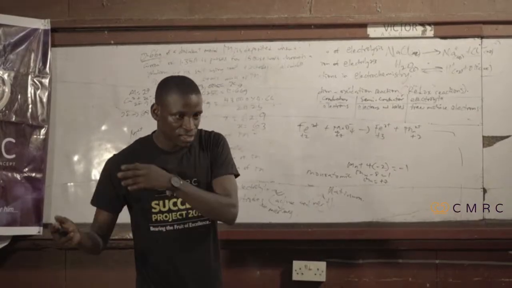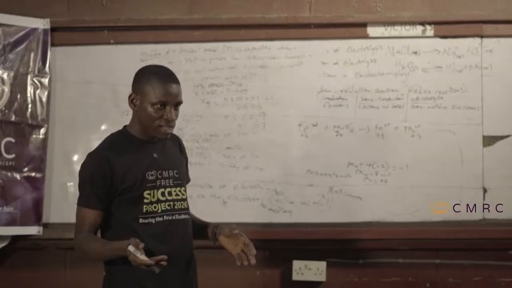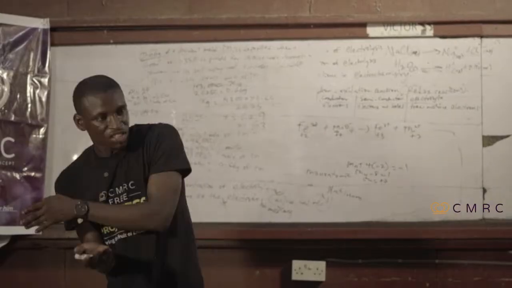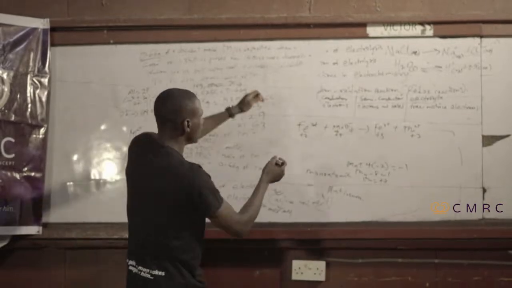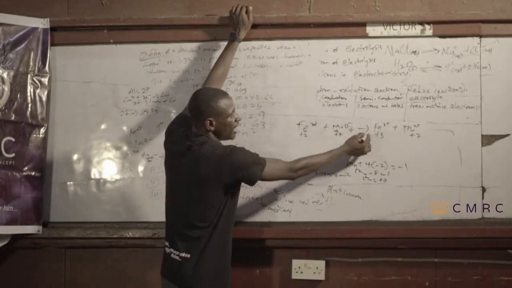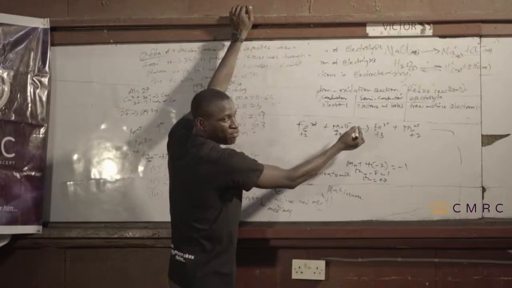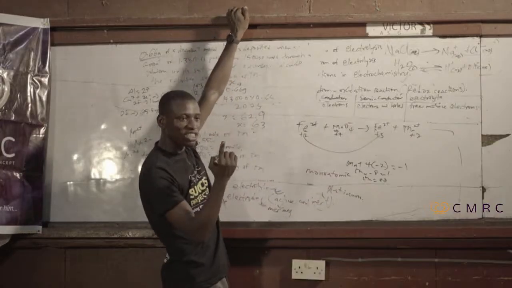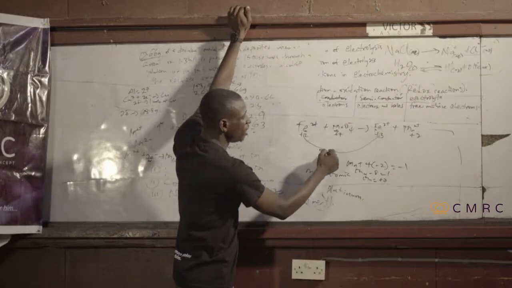Reduction is what? Decrease in oxidation number. Are you getting me? Oxidation, increase in oxidation number. Reduction, decrease in oxidation. So we can see here, +2, Fe is here, Fe is here. So you can join this together. There's an increase in oxidation number, +2 to +3. What do you call that? Oxidation. So this is oxidation.